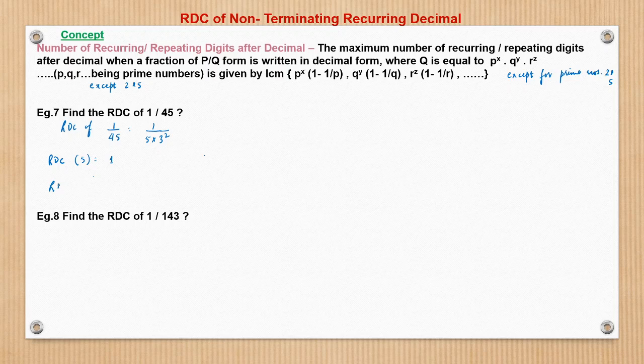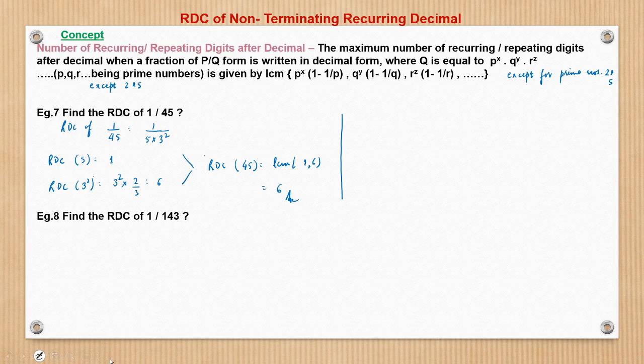Now RDC of, then next is 3 square. So 3 square we will calculate using Euler's. So it becomes 3 square into 1 minus 1 upon 3, which is 2 by 3. So this gives 6. So from here we will say RDC of 45 will be LCM of 1 comma 6, which is 6. So 6 is the answer.